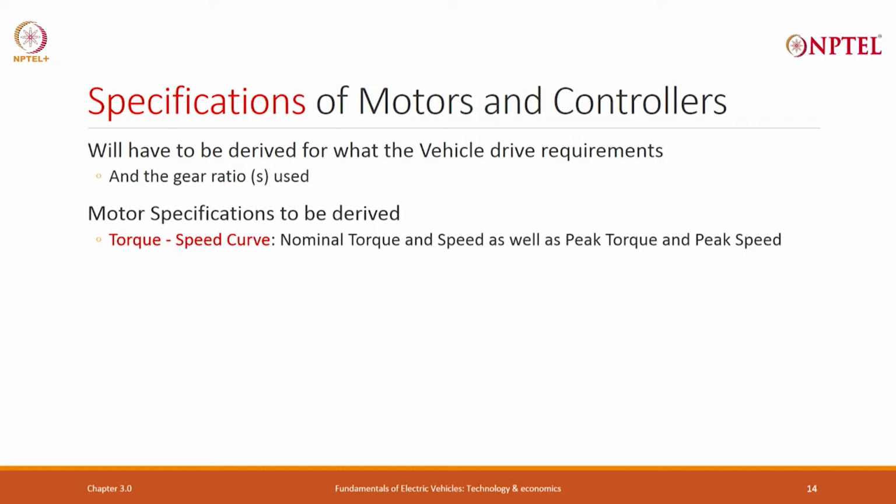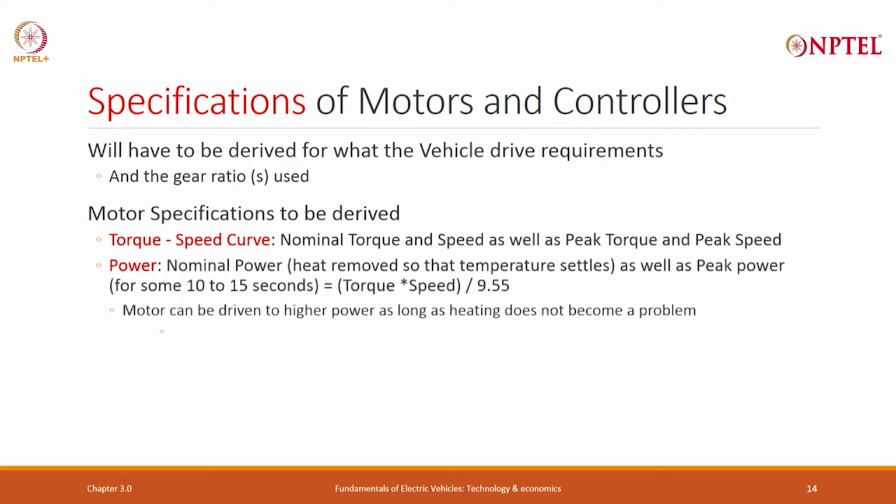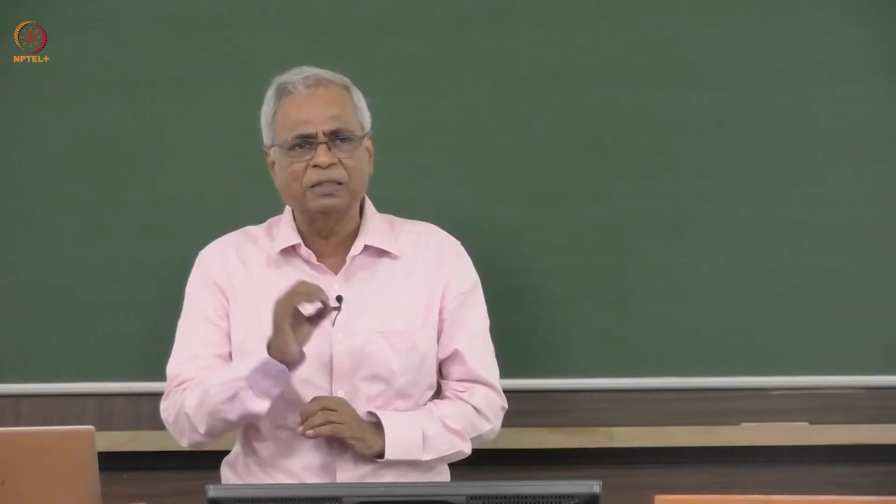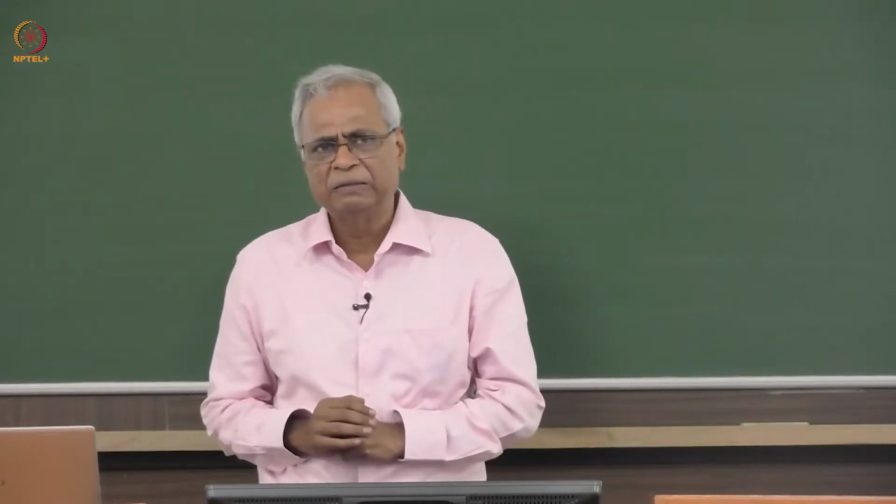There is one more term that will keep on coming up. Sometimes we talk about nominal torque or nominal speed, and then we talk about peak torque and peak speed. As I discussed in the class, we also say the same thing about power. A motor has 5 kilowatt nominal, but the peak can go to 8 kilowatt. Now, what does this nominal and peak actually imply?